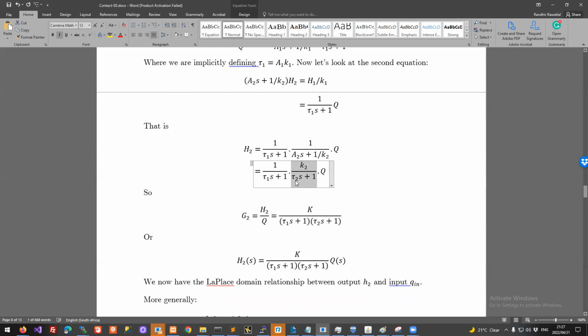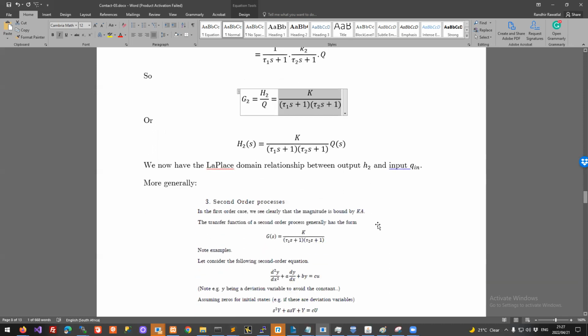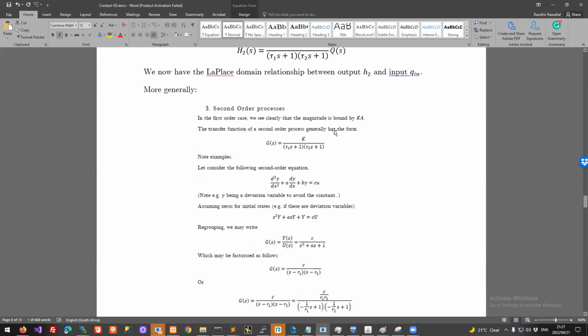And this is where tau2 is equal to A2 times K2. Okay, so we now have the response of the second tank. And you can see we've got 2 of these nice denominator factors here. So that's our second order response. So we can show then, generally speaking, all our second order processes will have a form like this.